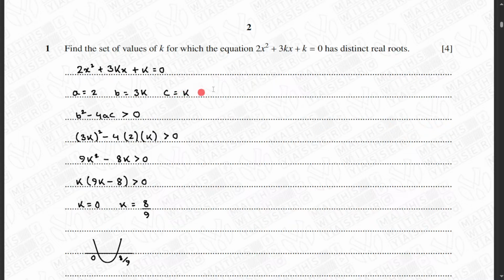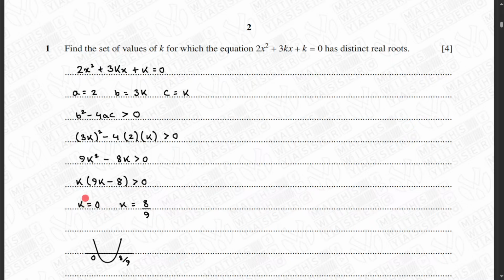When the equation has distinct real roots, the discriminant b squared minus 4ac must be greater than 0. That means (3k) squared minus 4 times 2 times k is greater than 0. Simplifying this, we get 9k squared minus 8k greater than 0. If we take k common, we get k(9k minus 8) greater than 0. So k equals 0 and k equals 8 over 9. These are the critical values.